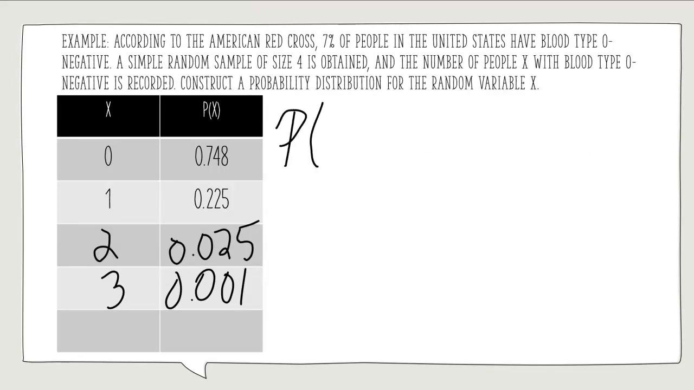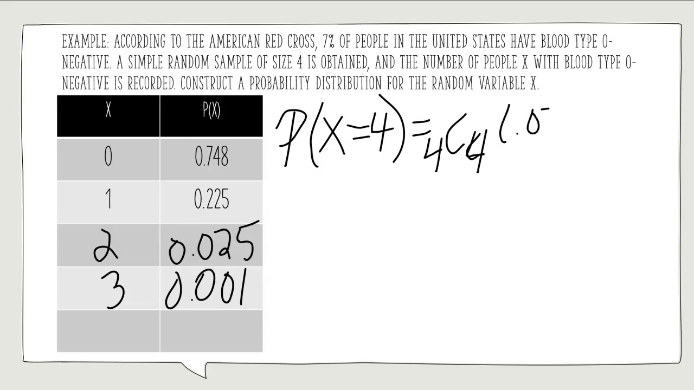Okay, and we want to calculate one last one, the probability of x equal to 4. That's going to be equal to 4 choose 4. Oh, it's supposed to be a 4. 4 choose 4 times 0.07 to the fourth power times 0.93. Remember, that's your 1 minus 0.07 raised to the 4 minus 4 power, which is to the 0 power.